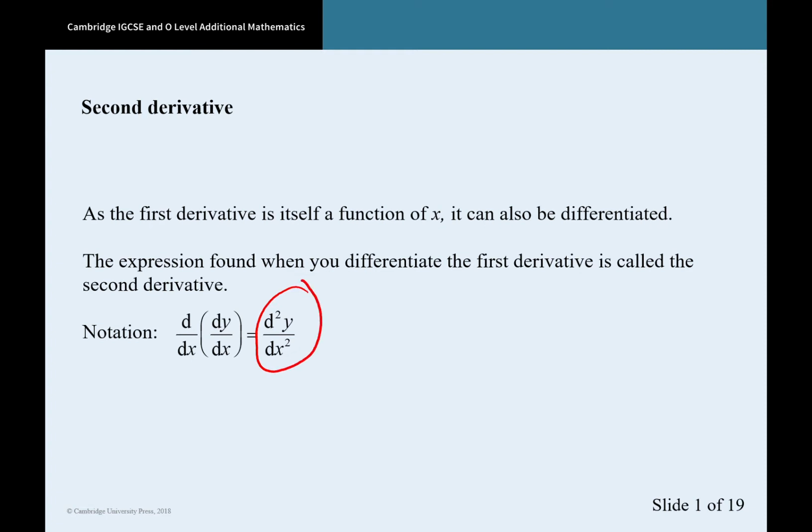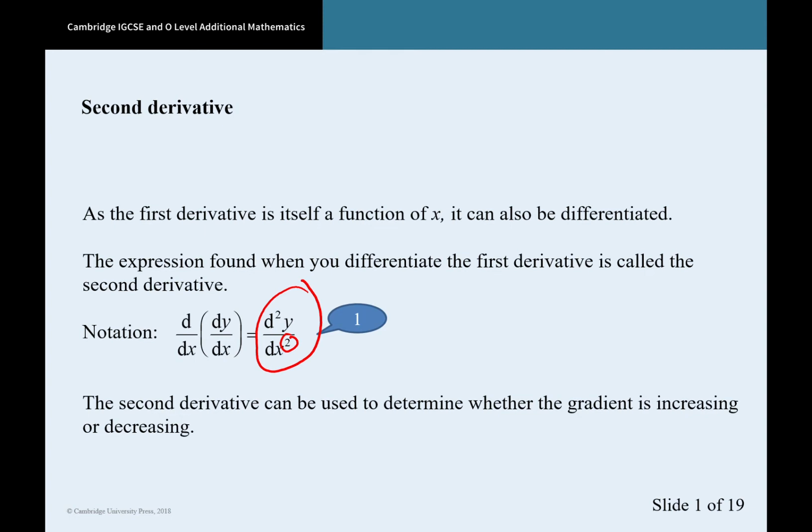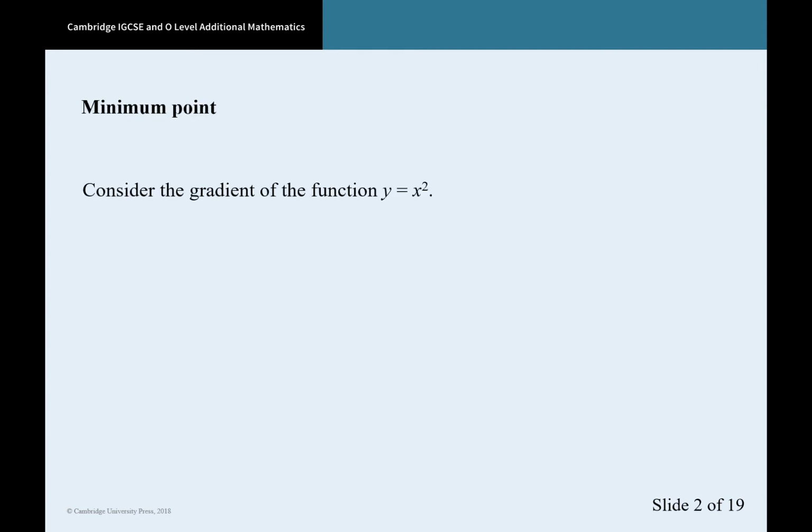Okay, so this is 2. So d2y/dx2. Don't say dy2/dx2. It's called d2y/dx2. Okay, and the second derivative we also use to determine the gradient, to check whether the gradient is increasing or decreasing.